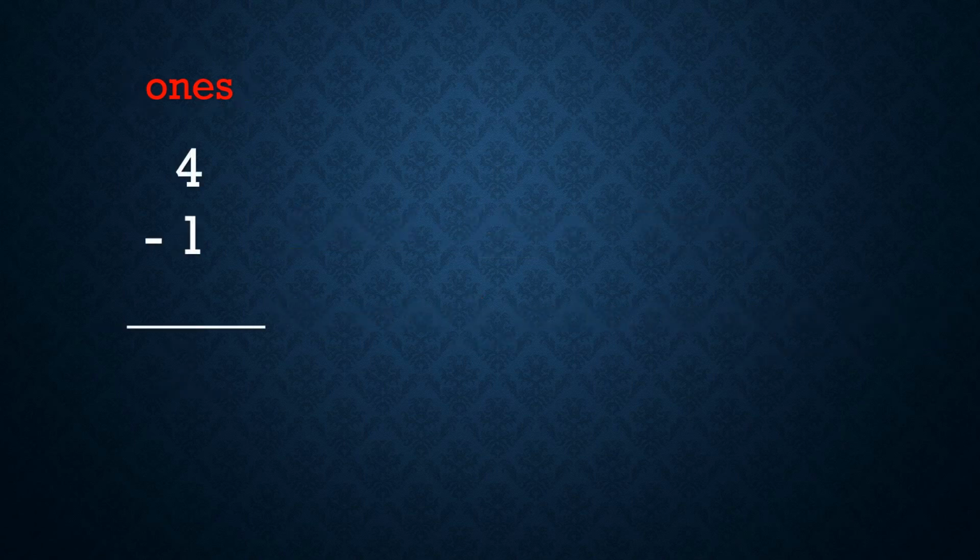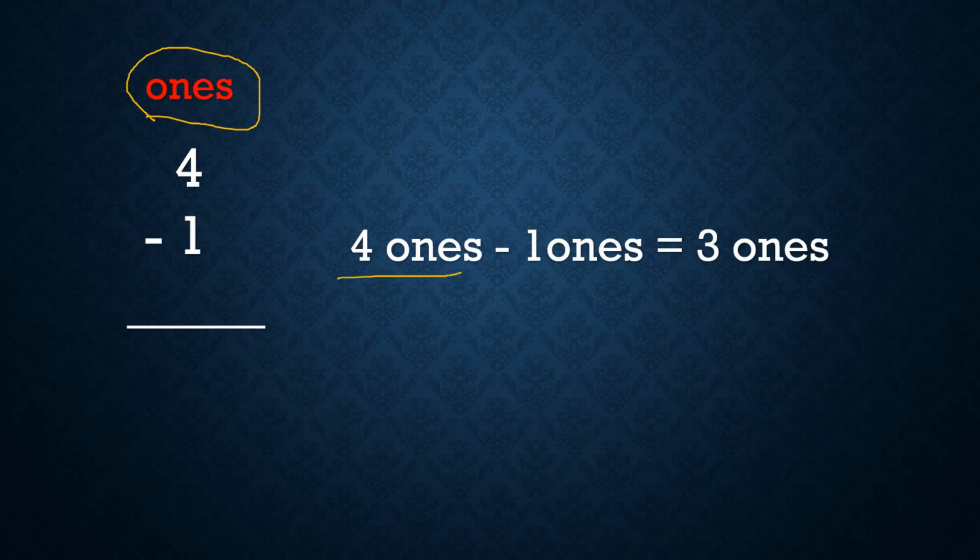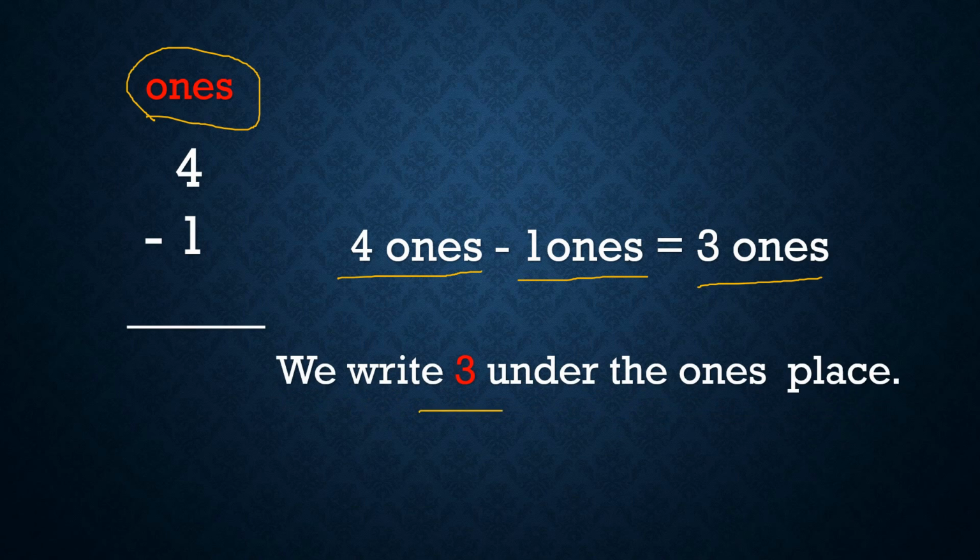Now here 4 minus 1 is given. So 4 and 1 are in the ones place. So how can we write? 4 ones minus 1 one is equal to 3 ones. So we write 3 under the ones place. So 4 minus 1 is equal to 3.